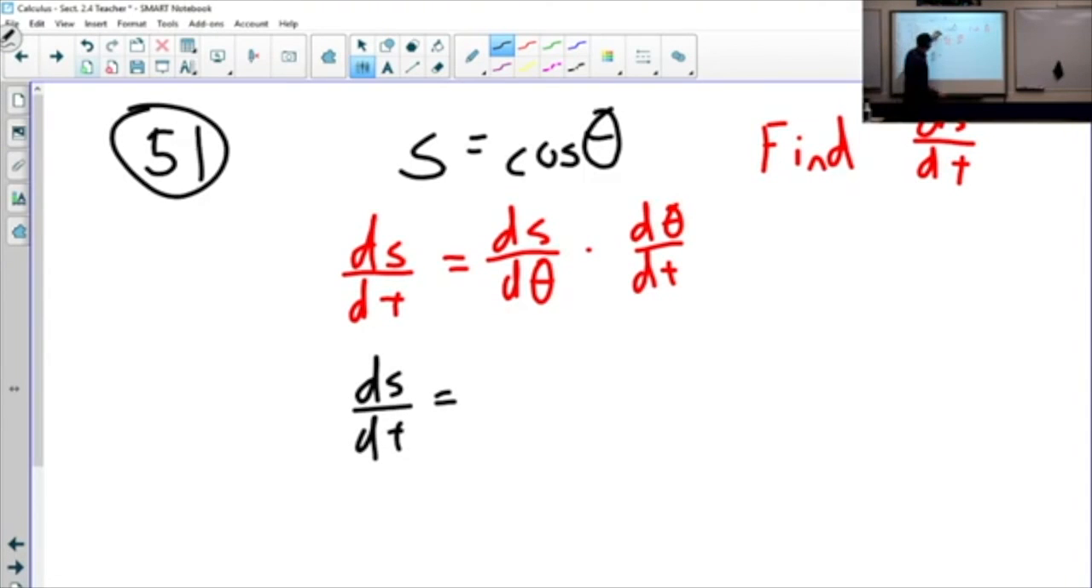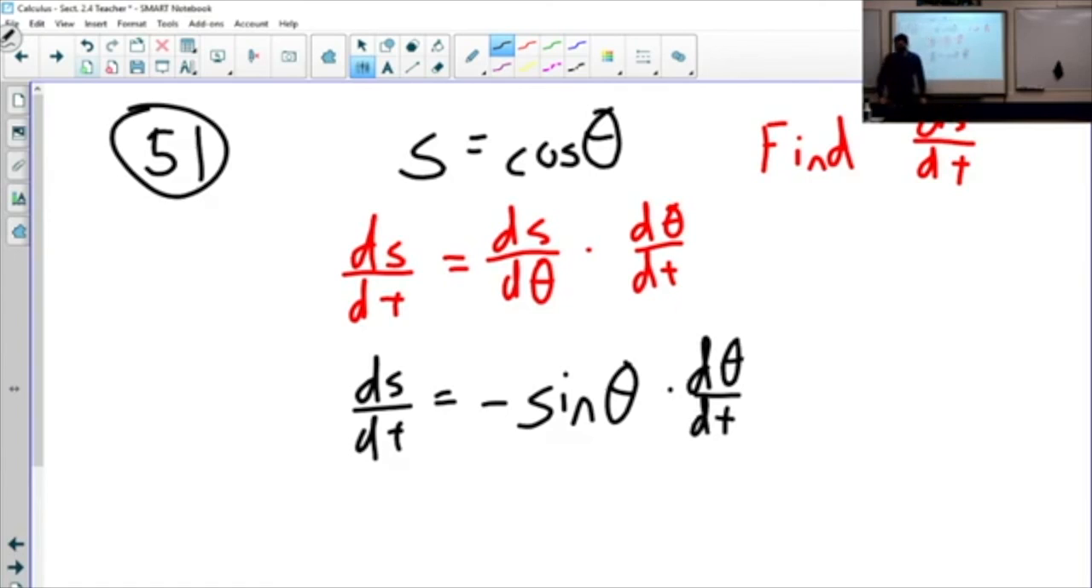equals, and then ds d theta is the derivative of cosine of theta. The derivative of cosine of theta is negative sine of theta. And then we just write times d theta dt. Right, that's all we're doing. It is a chain rule of sorts where we're trying to manipulate functions happening within other functions.